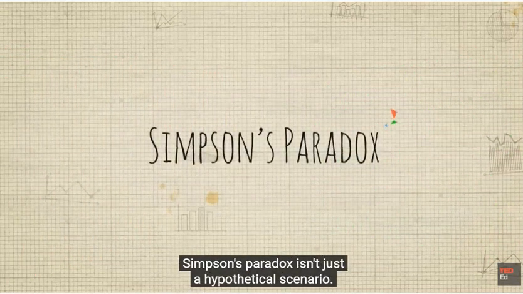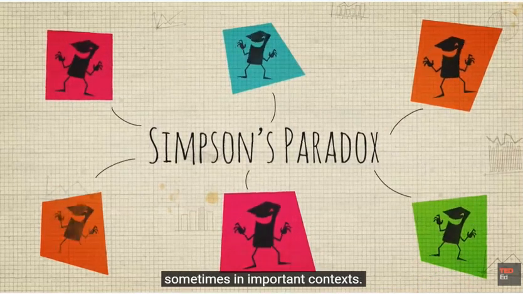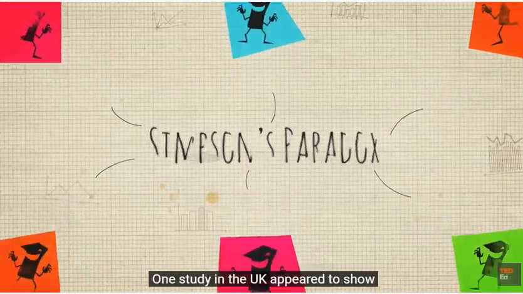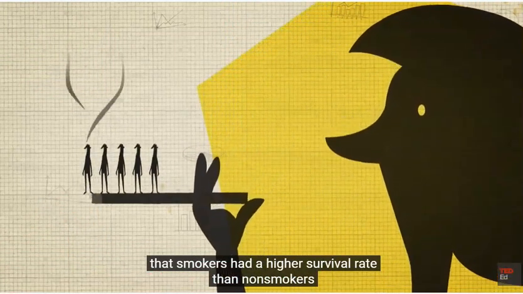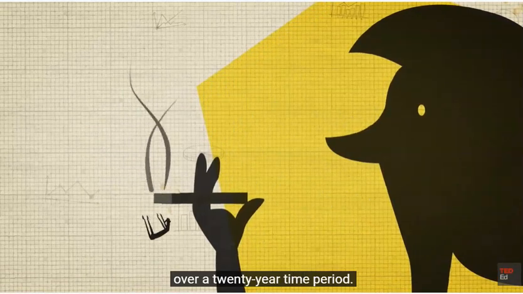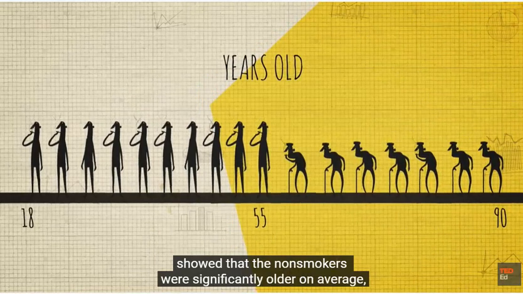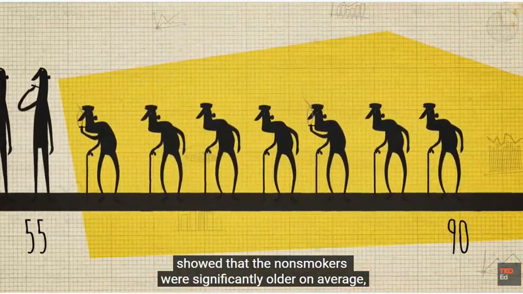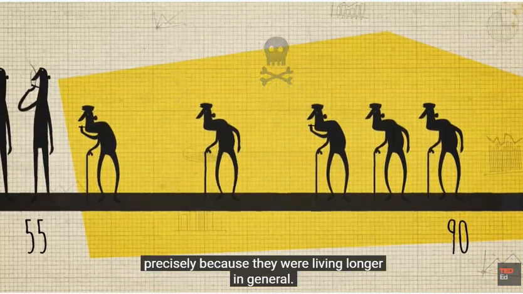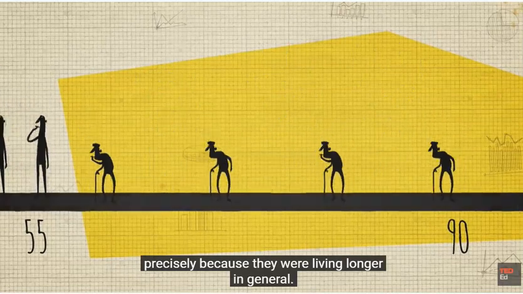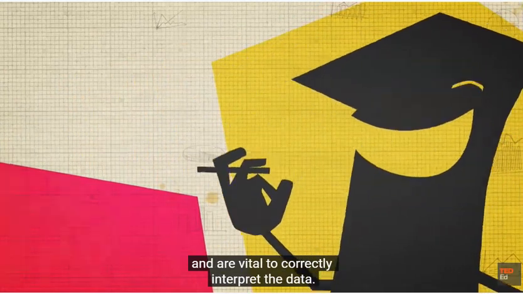Simpson's paradox isn't just a hypothetical scenario. It pops up from time to time in the real world, sometimes in important contexts. One study in the UK appeared to show that smokers had a higher survival rate than non-smokers over a 20-year time period. That is, until dividing the participants by age group showed that the non-smokers were significantly older on average, and thus more likely to die during the trial period, precisely because they were living longer in general. Here, the age groups are the lurking variable, and are vital to correctly interpret the data.